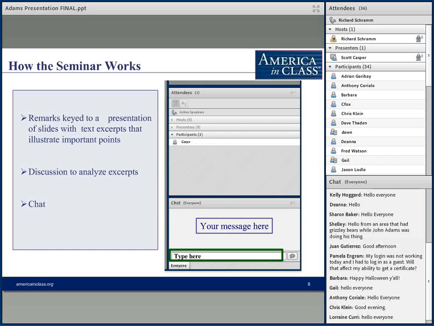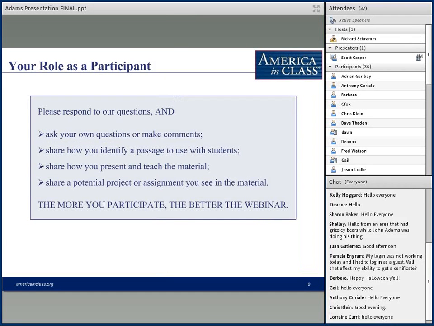Now, how to participate in this evening's discussion? Well, we'll be making remarks key to our seminar presentation, excerpts from the letters. From time to time, we'll stop to ask a discussion question. To respond, put your cursor in the green box that I bracketed there, type your response, and hit the send button to the right. Your message will appear on the top, and I will be following that chat very closely and bringing your comments and questions into the discussion at appropriate moments. We hope to respond to our questions, and we hope you will ask questions or make comments of your own.